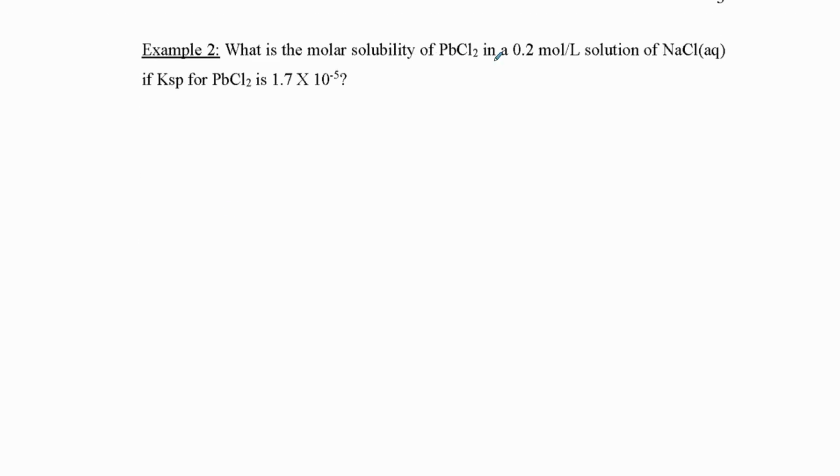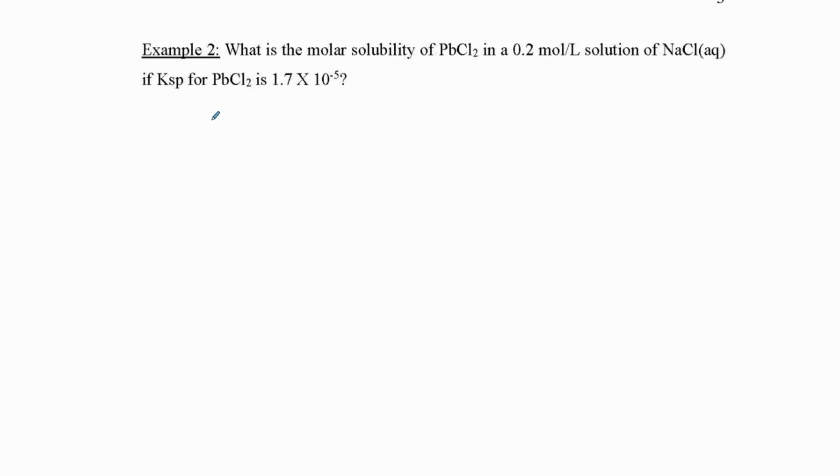So example 2, what's the molar solubility of the PbCl2 in a 0.2 mole per liter solution of NaCl? Okay, and notice that it's got aqueous here. This is the highly soluble substance, and this one is low solubility. So this is the one that's going to precipitate, and the one we're going to get an increased amount of.